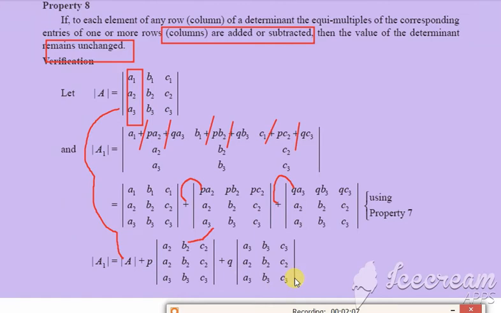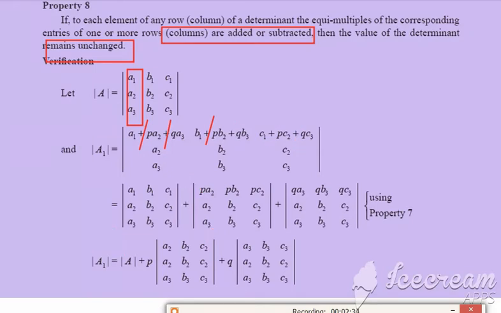Already we know the property: if any two rows or two columns are identical, therefore the determinant value is equal to what? 0. Here, the first determinant A2 B2 C2 and A2 B2 C2, that value equals 0. And the third one, next A3 B3 C3 and A3 B3 C3. Here R1 and R3 are identical, therefore the determinant value equals 0.